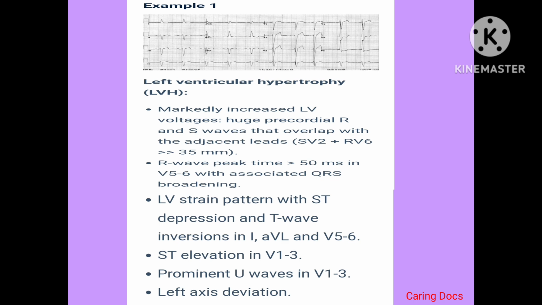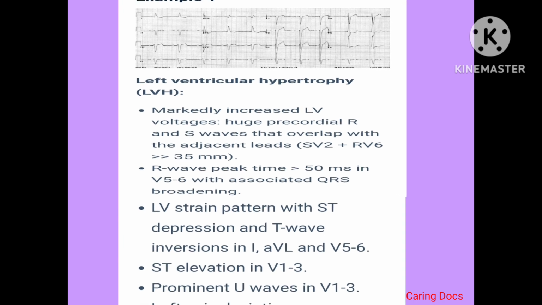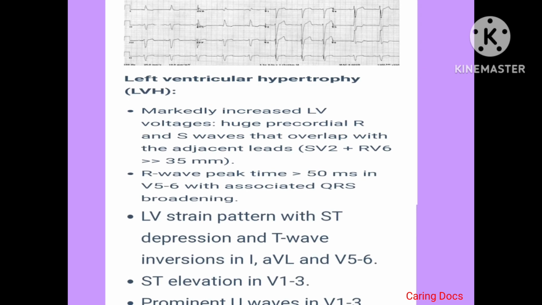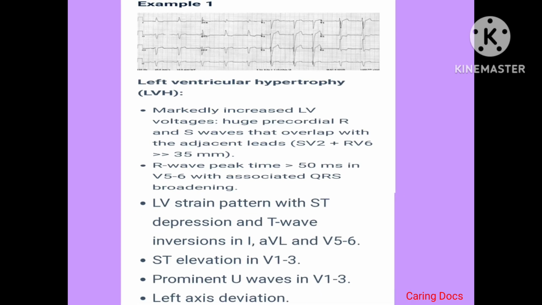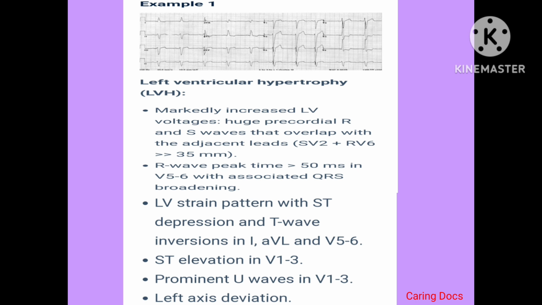This is an ECG which shows left ventricular hypertrophy. If I zoom it up, we can see there are marked increased LV voltage changes. We find the large R wave and S wave that overlap with the adjacent leads like SV2. If we add SV2 and RV6, it is more than 35 mm, and the R wave peak time is more than 50 milliseconds in V5 and V6 with associated QRS widening, and the LV strain pattern with ST depression is also seen in this ECG.